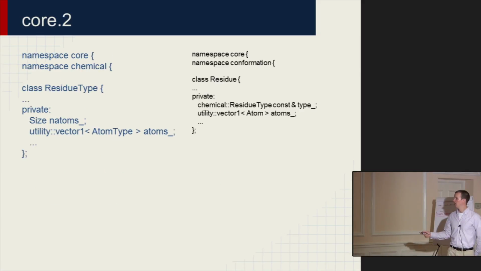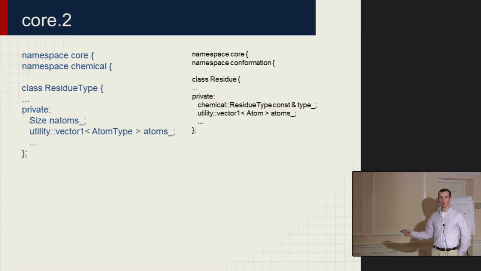To a great extent, the two namespaces, core chemical and core conformation, mirror each other. So the class type ResidueType that lives in core chemical is mirrored by the class Residue in conformation. And there's a correspondence between the data that lives in ResidueType and the data that lives in Residue. So ResidueType will know the number of atoms that are in the residue type. And maybe it's got a vector of atom type information that describes the chemical information of these atoms.